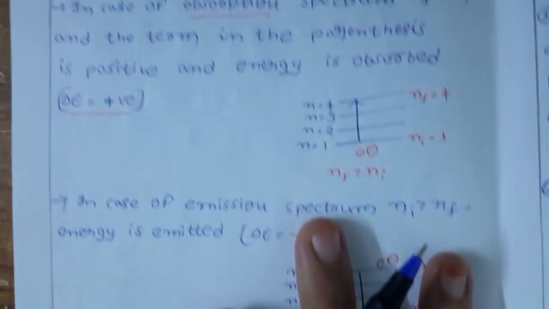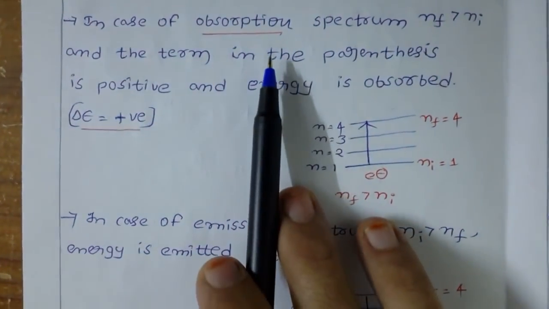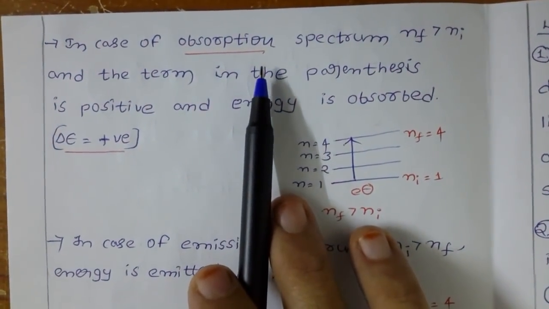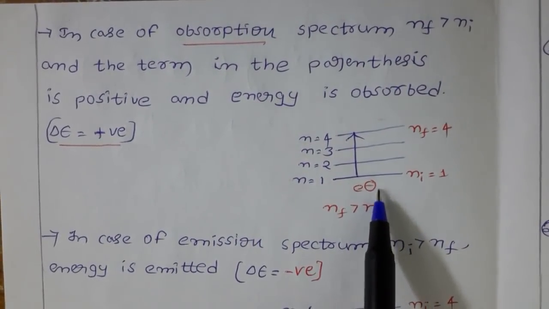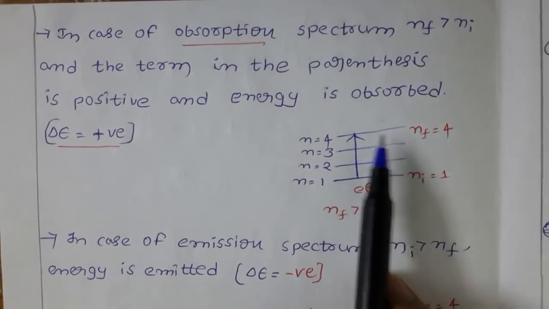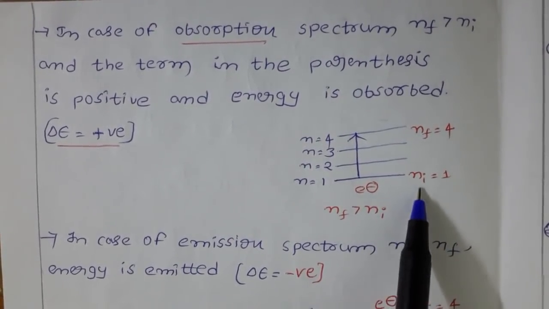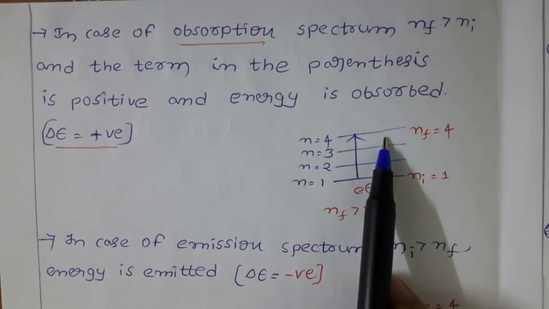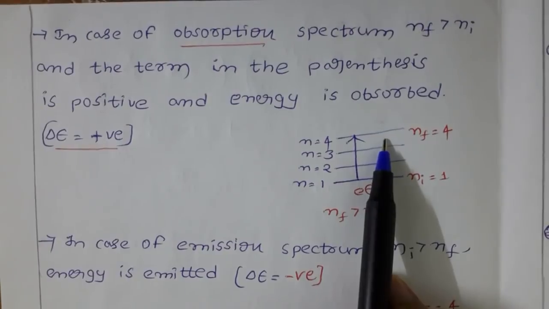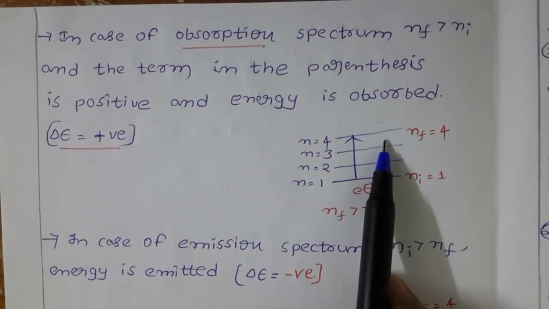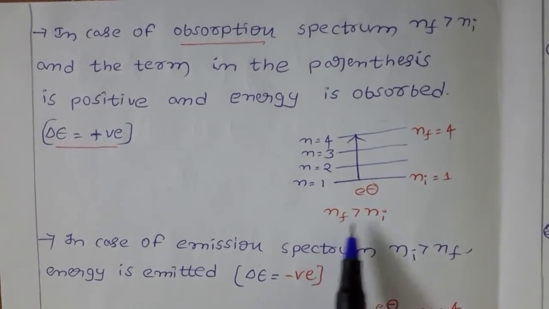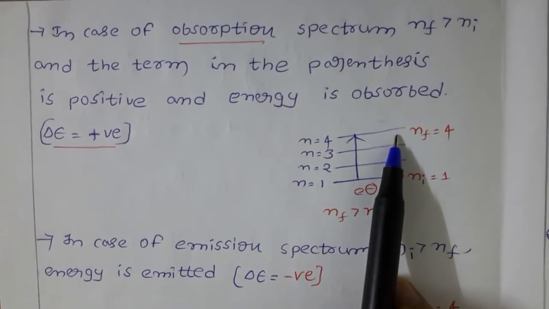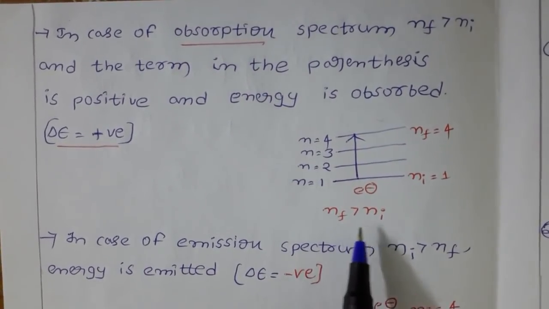Next. In the case of the absorption spectrum, we already discussed that absorption takes place when the electron moves from the lower orbit, the lower stationary state, to an upper orbit. For example, the electron is in n equal to 1, the first orbit, and it moves to n equal to 4, the fourth orbit. So absorption takes place. Here, nf means final, where it is going to reach, the fourth orbit. So nf is greater than ni.